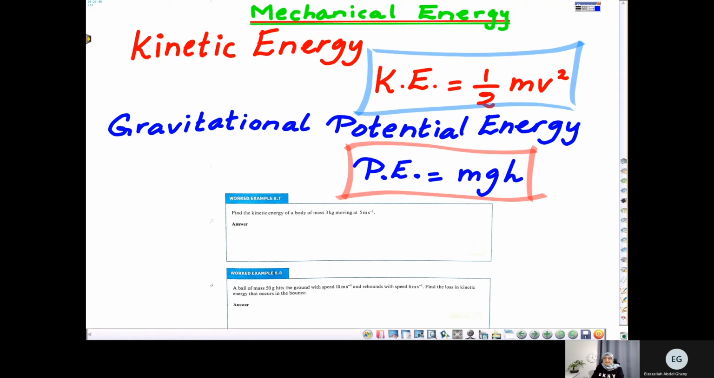Energy is a scalar quantity. It can be positive, it can be negative, but it is scalar, with no direction, like we said before in work. And both of them are measured in joules, by the way. In mechanics, we are only interested in mechanical energy. And we have two types of mechanical energy: kinetic and gravitational potential energy.